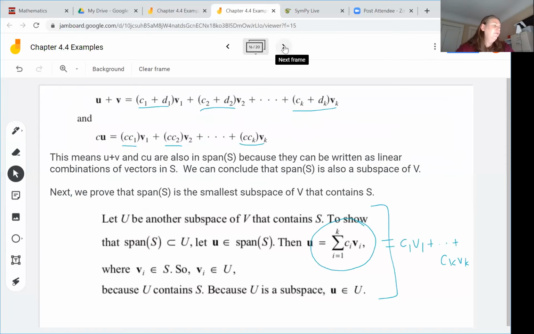All right, in the next video, we are going to look at linearly independent and linearly dependent sets of vectors.